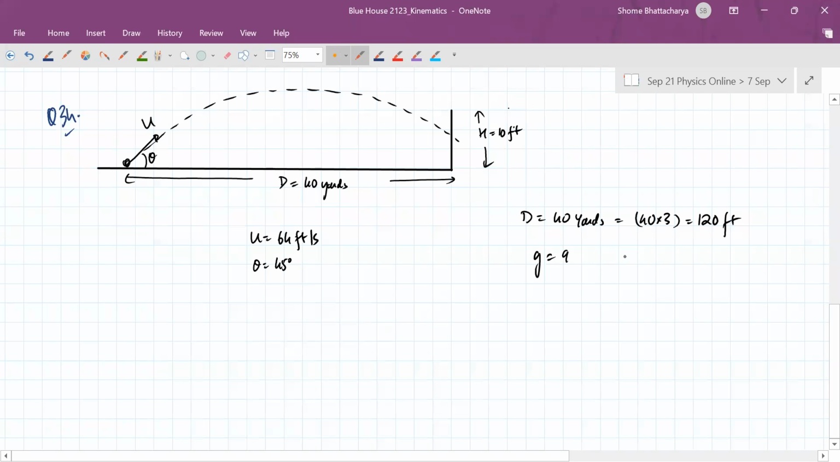Per second square, and you convert this to foot per second square. The value is about 32 foot per second square, 32.17. So we can just take it.